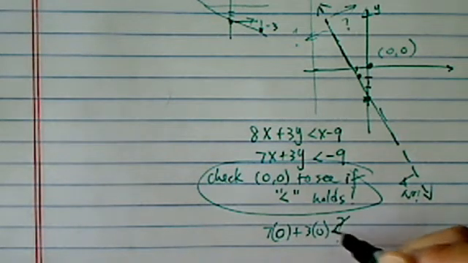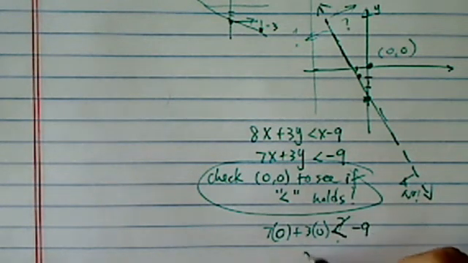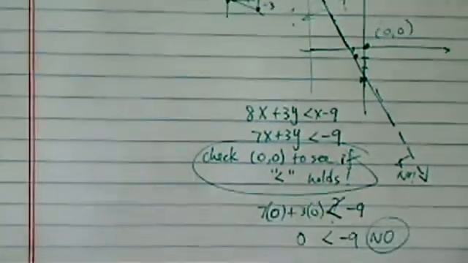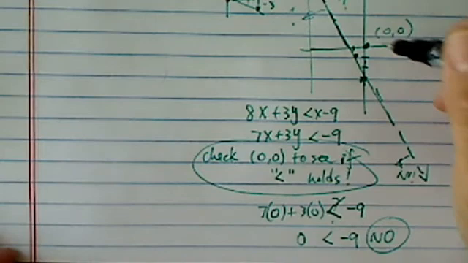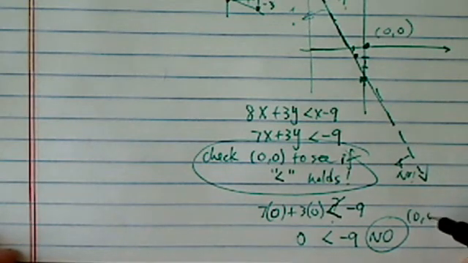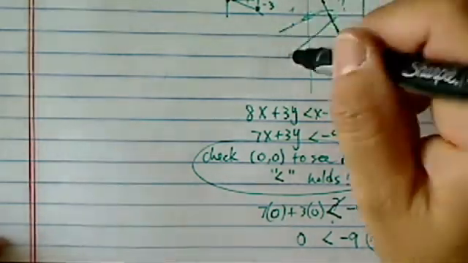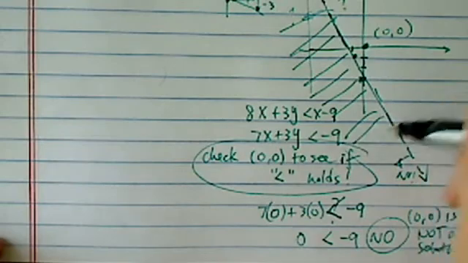Is it true? Is 0 less than minus 9? The answer is no. So therefore, 0, 0 is not a solution to my inequality. Therefore, it's going to be on this side.